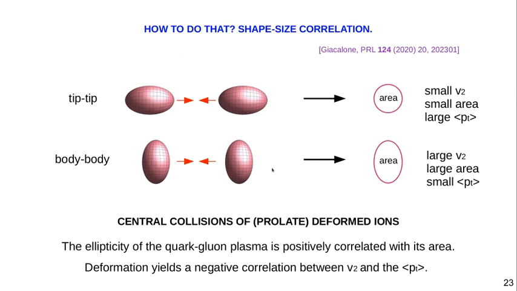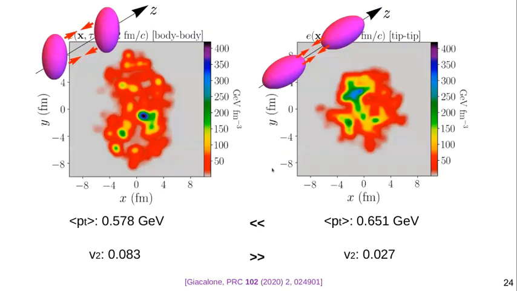I have a picture to illustrate this. Take a fully head-on body-body collision and a fully head-on tip-tip collision, like this and this. In one case you create a circular plasma; this is from a realistic simulation. In the other case it is very elliptical. The elliptic flow can be larger by a factor of 3, and the mean transverse momentum can be larger by 10% in this case. So this one is denser than that one: more density, less anisotropy; more anisotropy, less density. You can play between mean pT and v2 to see this effect at work.